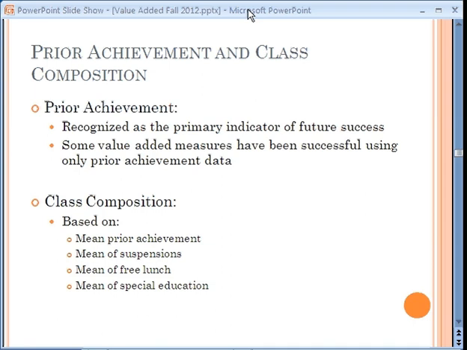One of those is class composition, and I find this very interesting from a research perspective. It's based on the average prior achievement of a class, the average number of suspensions, the average number of students with free or reduced lunch, and the average of special education status. And what that essentially means is that the class composition itself, having certain numbers of students with certain environmental factors, will lower the expected growth for other students in the class. And I think it's very powerful that the state is actually taking class composition, something we know as educators really affects the environment of a class and its management, into account with this value-added system.